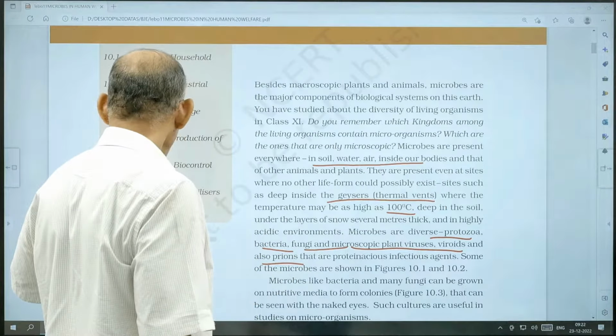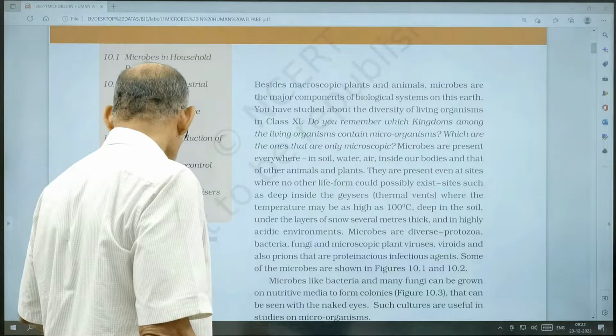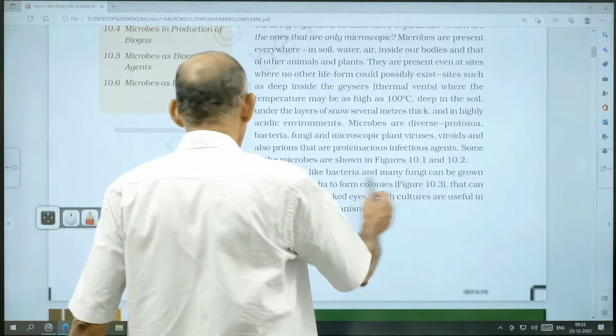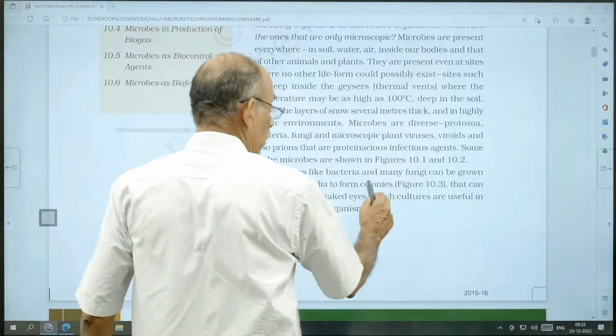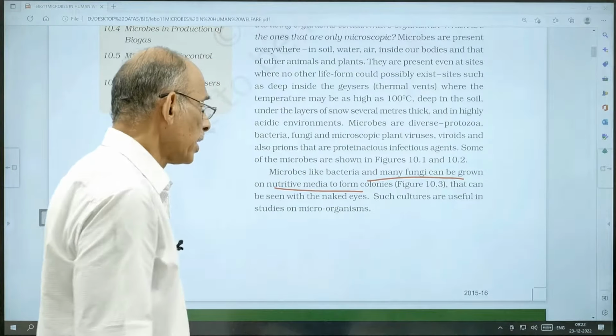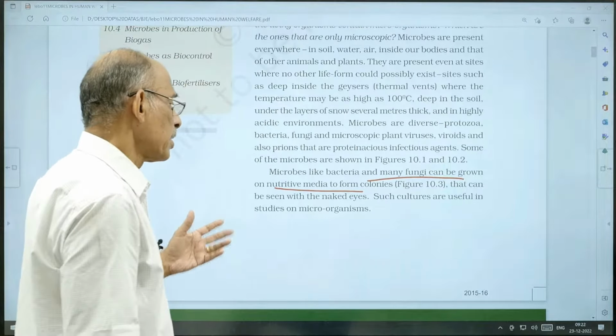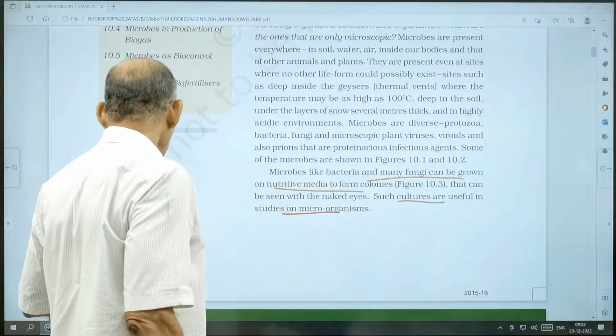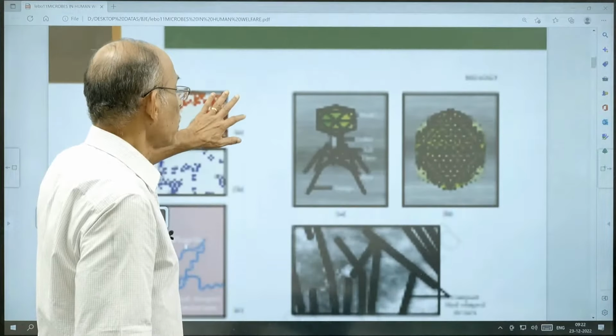And how can we study microbes? We can study microbes using culturing and colonies. Bacteria and fungi can be grown in nutrient media, that is, by culturing. Such cultures are useful in the study of microbes. And these are the different types of microbes.